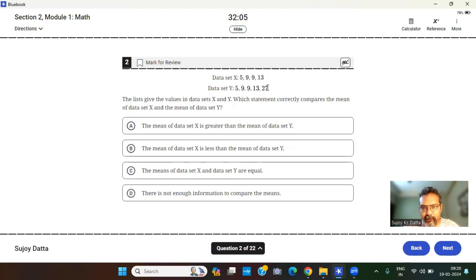So when you add a new number, 27, which is way bigger than the actual mean, it's bound to pull the mean up. So data set Y will have a higher mean. Okay, so the mean of X is less than Y. We don't really need to calculate anything for this, right?